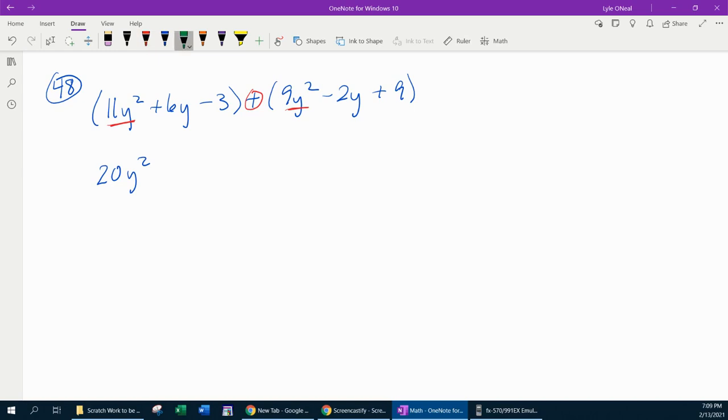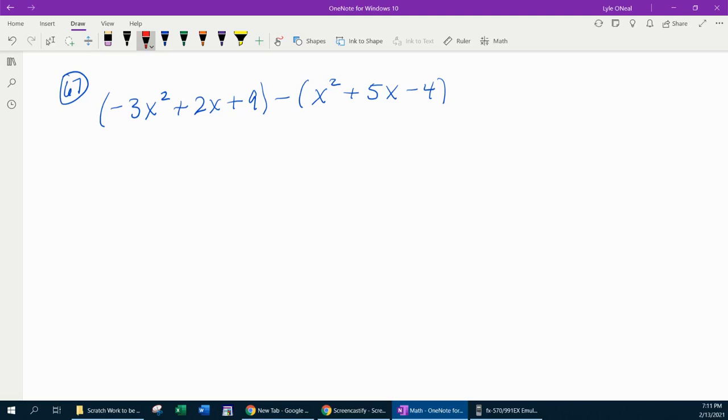Okay, next, and again, let's try to color code this. I've got 6y plus a negative 2y. So what is 6 plus negative 2? That's the same as saying 6 minus 2, which is 4. So that's going to be plus 4y. And we're going to go with purple for the last time through. I've got the constants. Negative 3 plus 9. That is a positive 6. And that is the answer.